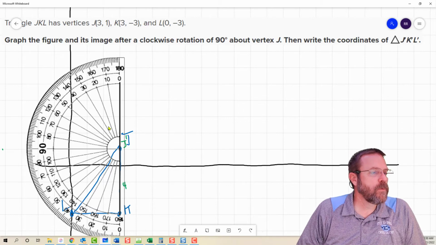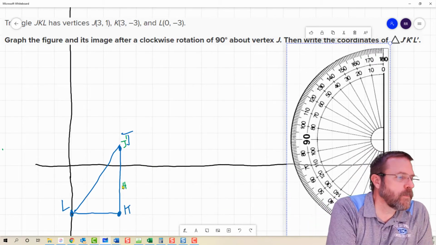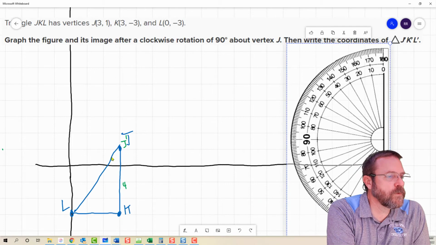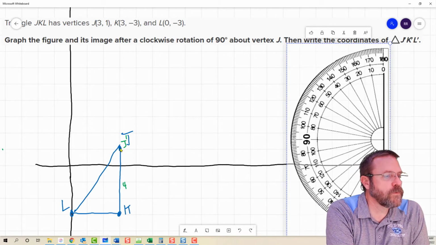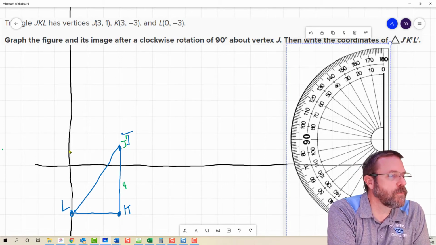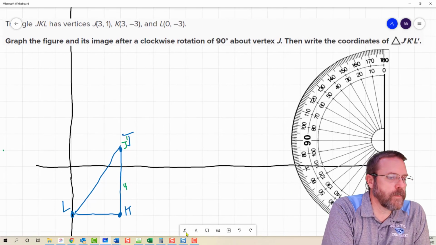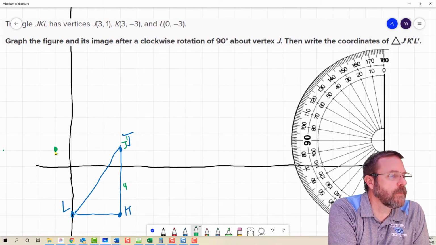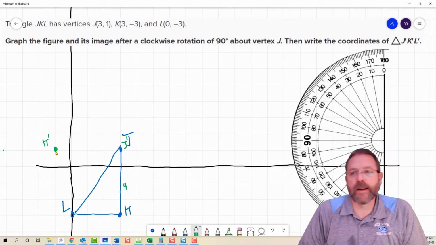From here, I'm going to move my protractor out of the way. Now remember I said that this was 4 units this way. Now I have to count 4 units this way. 1, 2, 3, 4. And when I put my new point in right here, that is going to be the location of K prime. That's our first point.